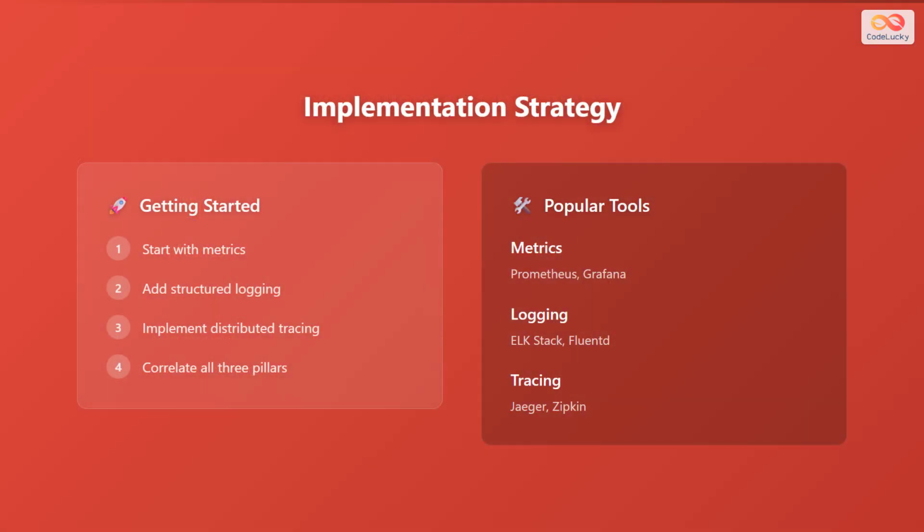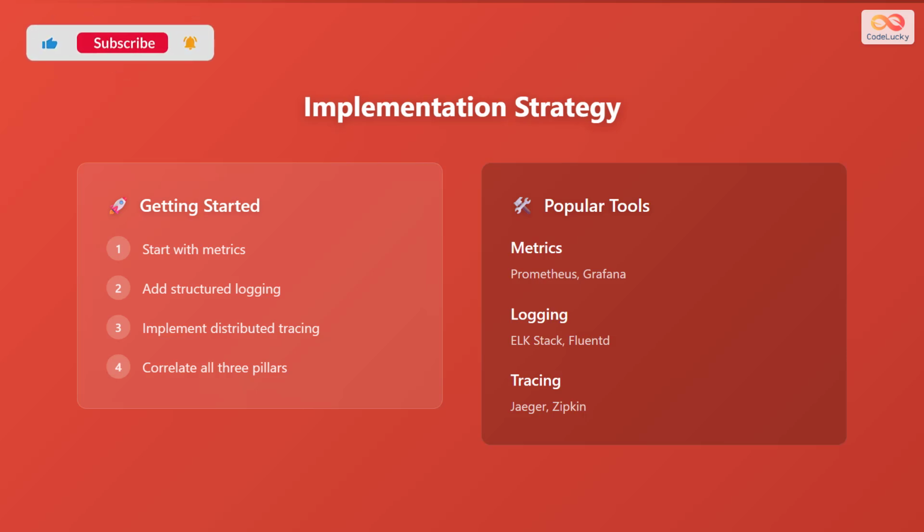Now, let's discuss how to implement observability in your systems. A good starting point is with metrics. They're relatively easy to set up and give you immediate insights into performance. Next, add structured logging to capture detailed event data. Then, implement distributed tracing to track requests across services. Finally, correlate all three pillars to get a holistic view of your system's behavior.